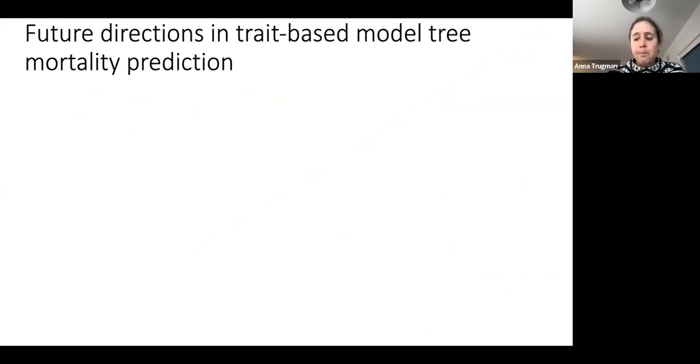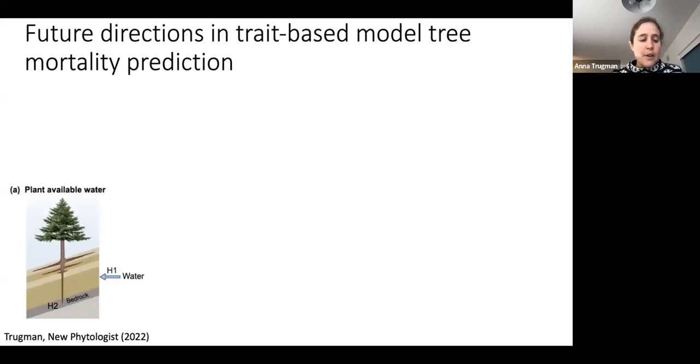And I'd like to talk a little bit more about future directions in trait-based modeling for tree mortality prediction. And so one thing I mentioned during my past biogeographic experiments was really understanding what plant available water is. And I think this is a really difficult problem, both for measurements and for modeling, is figuring out what the roots are doing and where they're getting their water from.